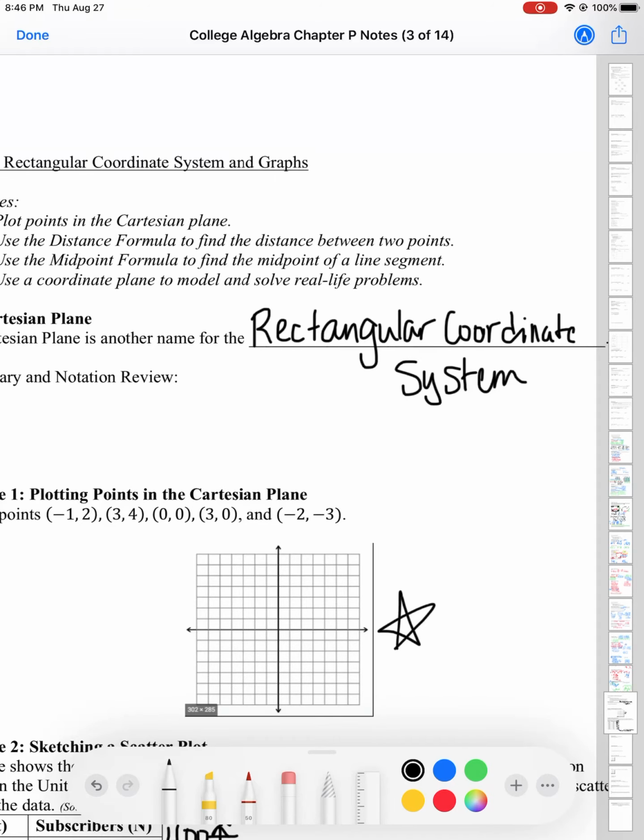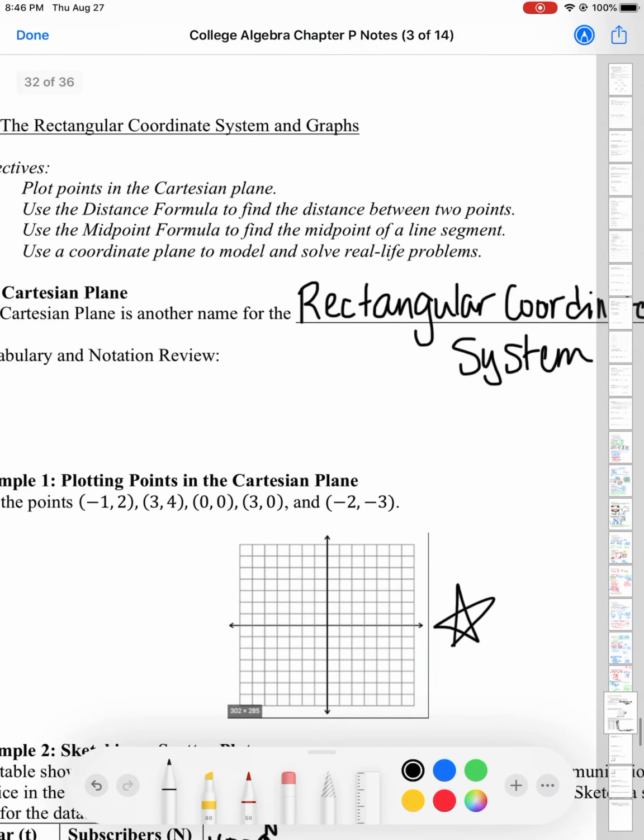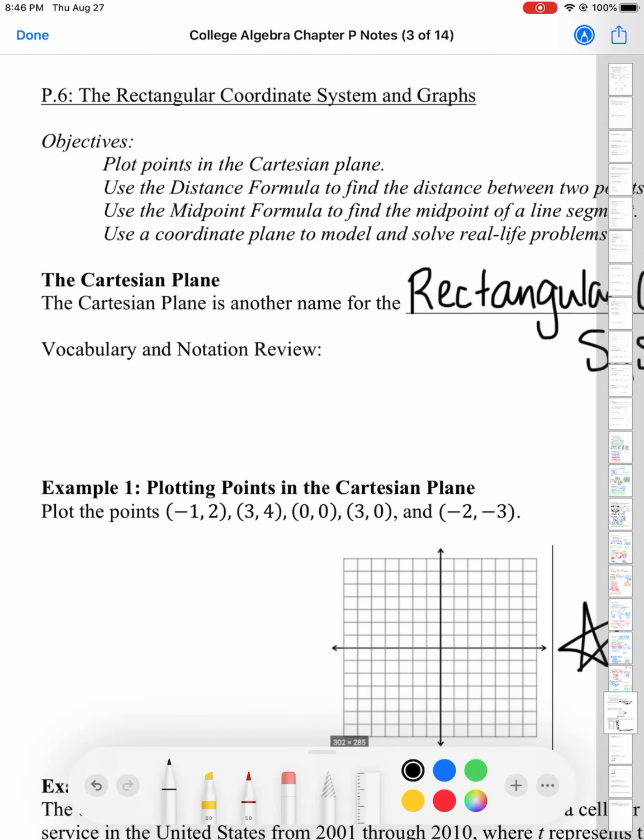And basically, that's what you see right here. That's your rectangular coordinate system with your x and y axes. So, vocabulary and notation review. First of all, when we're listing points, we've got x comma y. So your x comes first, your y comes second. Your x-axis is your horizontal axis, and your y-axis is your vertical axis.